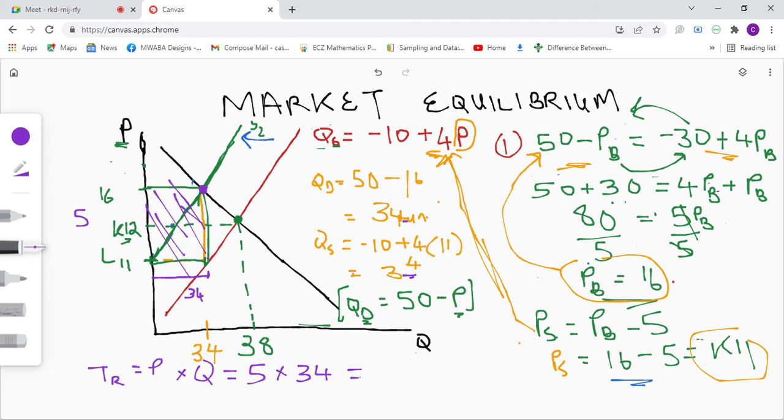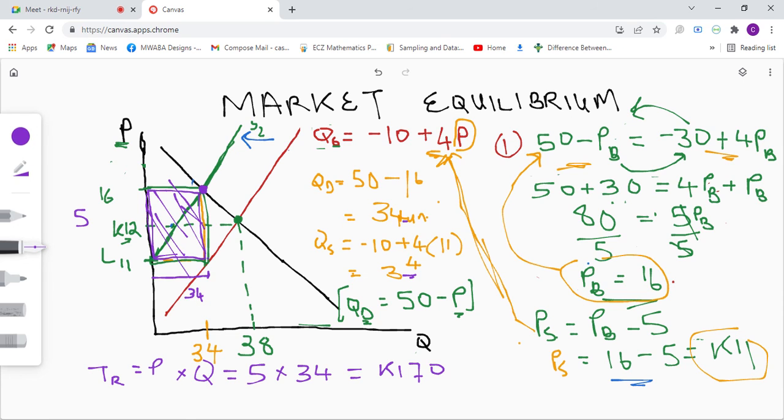So 5 times 34 equals 170 kwacha. So that is the tax revenue that the government is receiving. Another way you can calculate it, since this is a rectangle here, you just get the area of this rectangle. It's going to be 5 times 34, and you're going to get 170.